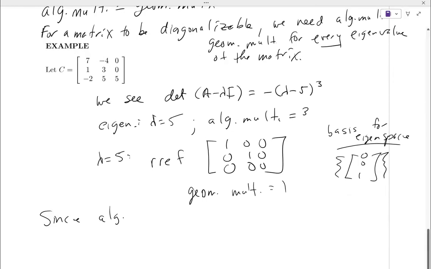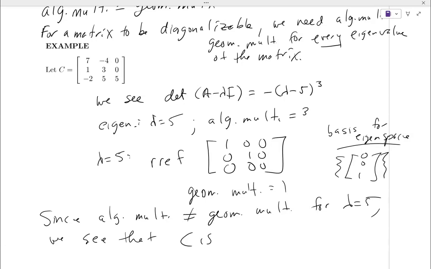Since the algebraic multiplicity is not equal to the geometric multiplicity for that eigenvalue, we see that C is not diagonalizable.